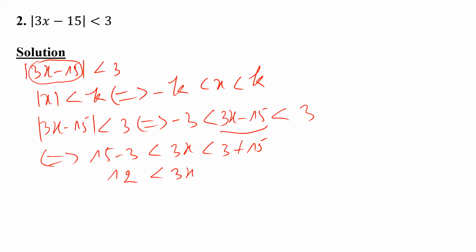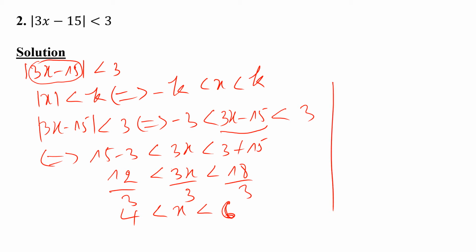Then now we get 3x. 3 plus 15 is 18. Now we're going to divide all sides by 3. Then at the end we get 4 less than x less than 6. As you see, x is between 4 and 6. Then the solution set S is equal to the interval from 4 to 6, excluded.